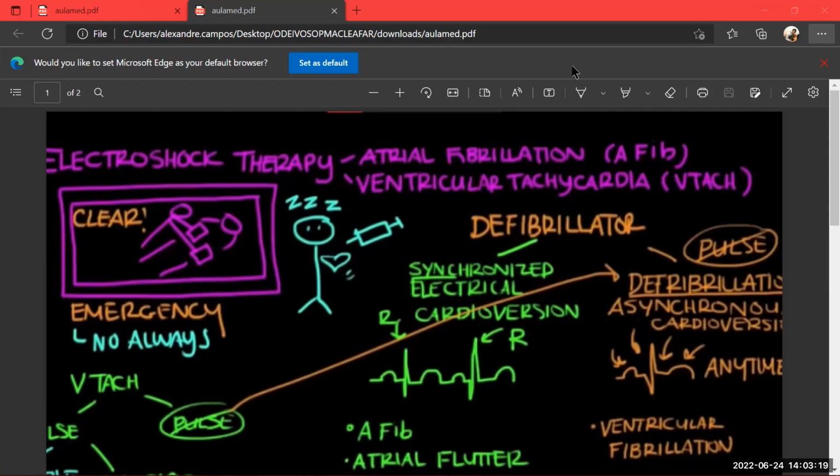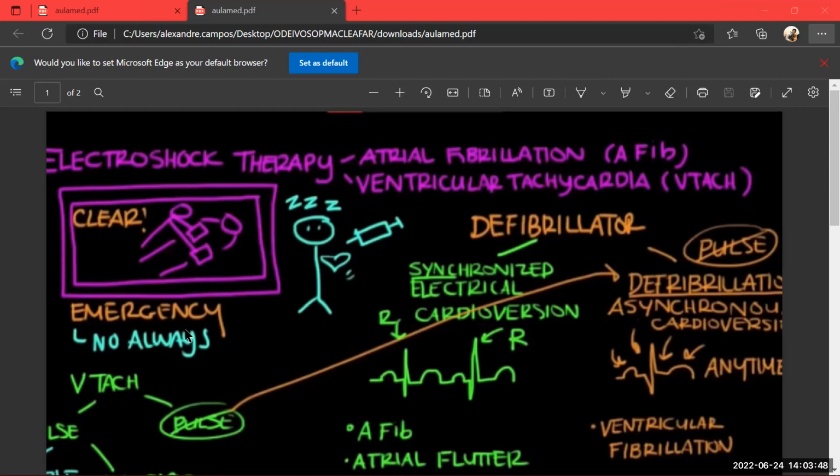So normally it's not an emergency. Almost never is it an emergency. You can even book an electroshock therapy, and the person is conscious until a few seconds before the shock. They sedate the person because, as you can imagine, it hurts a lot being shocked.